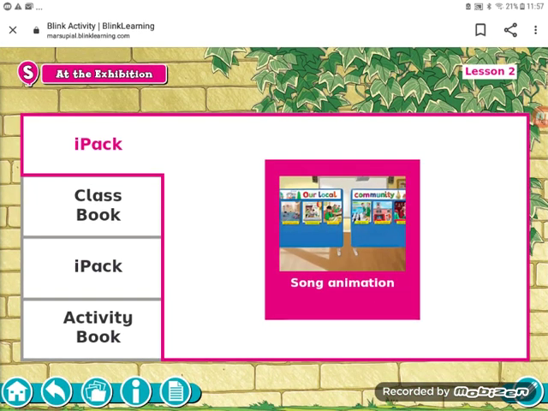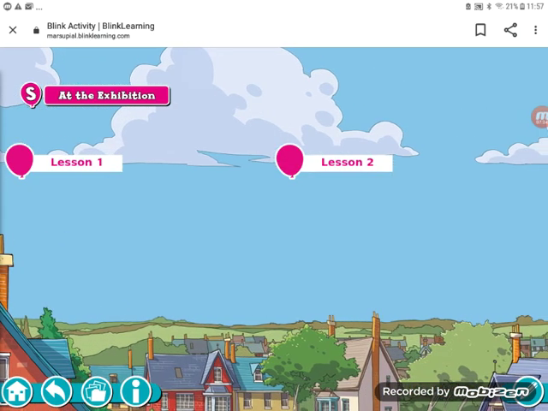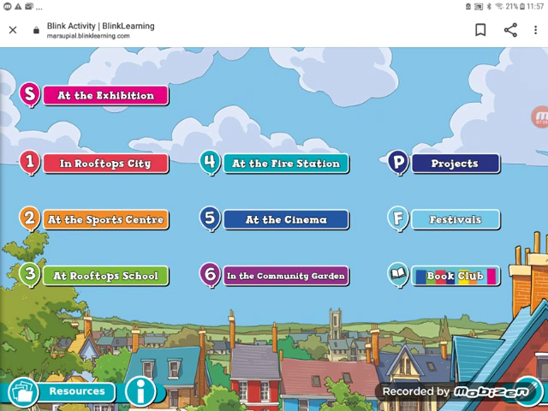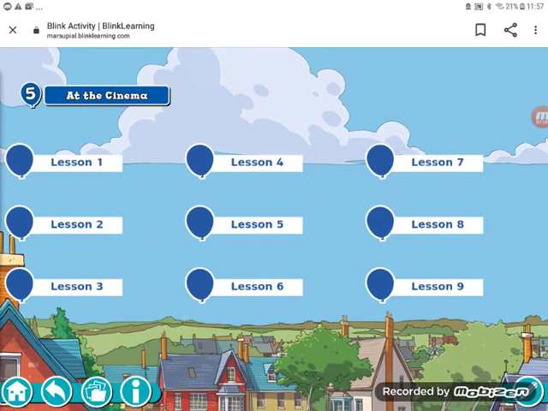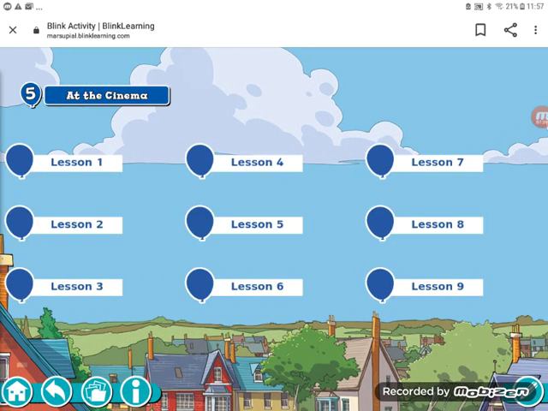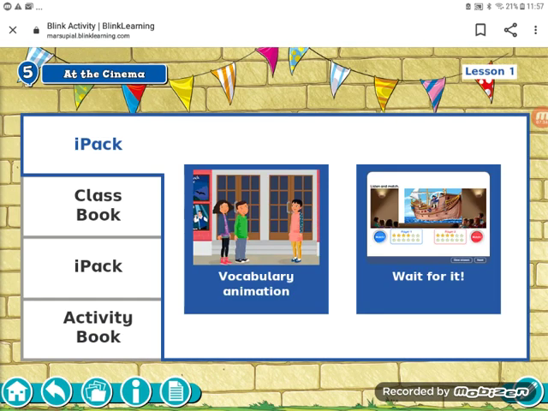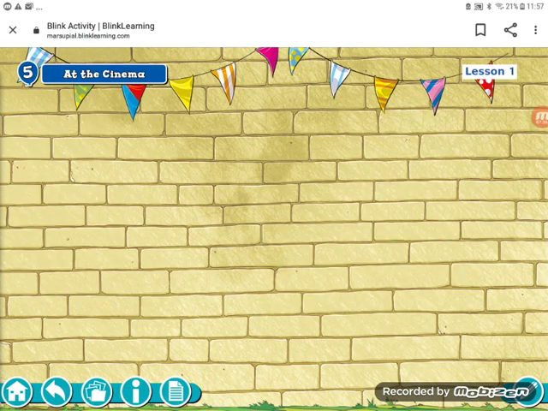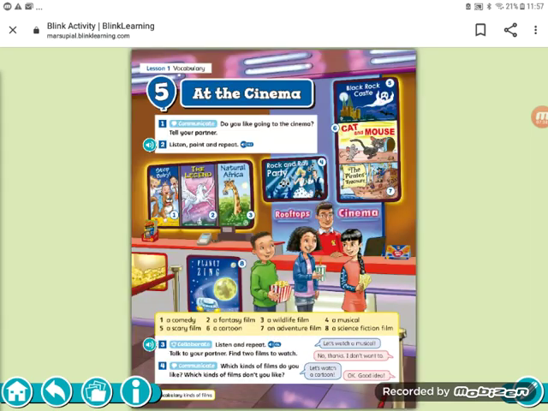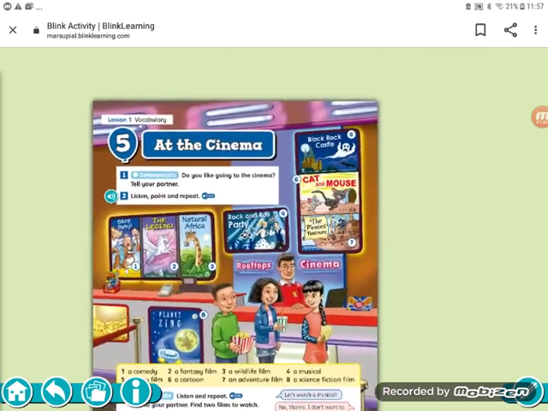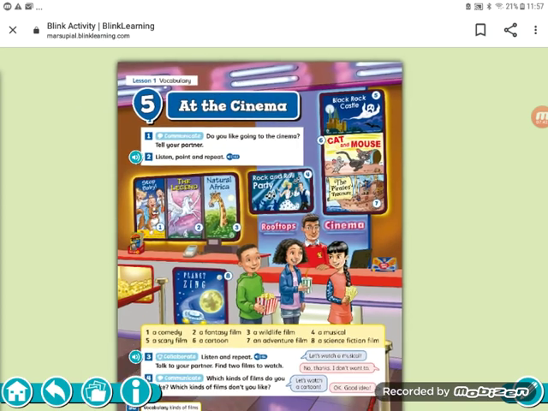All right, so what page are we going to open now? Let's see. All right, we are now in unit number 5. We are at the cinema. Do you remember? Yes. Let's go. So everybody, open your class book on page number 50. Okay? Let's go.